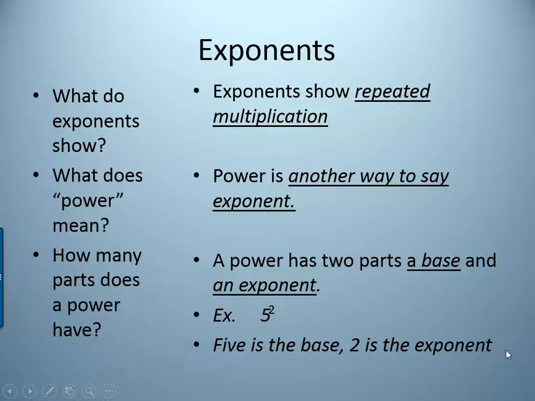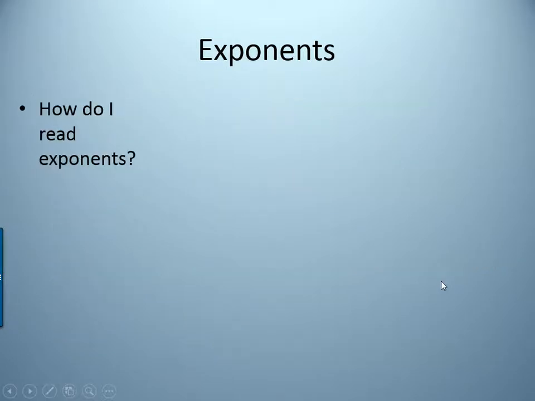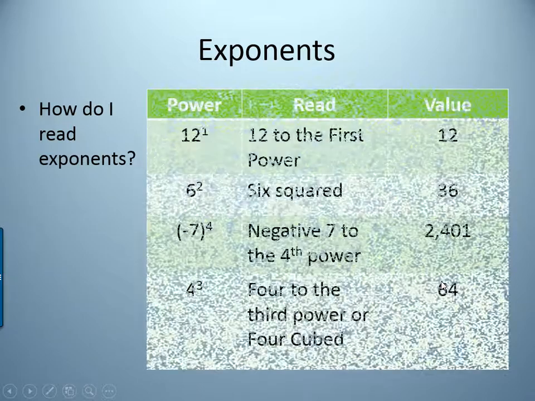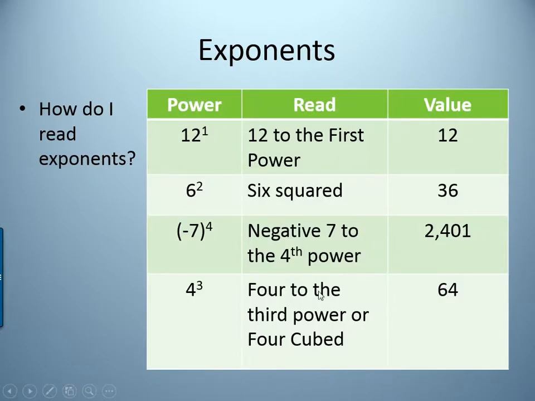Okay, so how do we read exponents? We read them like so: 12 to the first power is read 12 to the first power, and the value of that is just 12. 6 squared, this is how we read anything to the second power, or you can say 6 to the second power, or 6 squared. It really means 6 times 6, and 6 times 6 is 36.